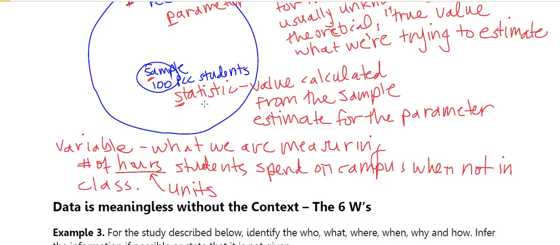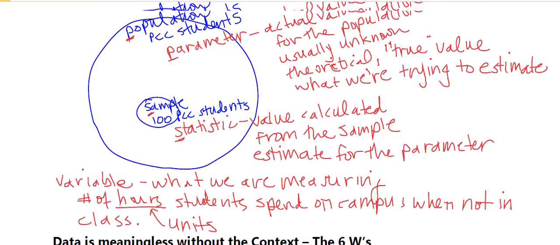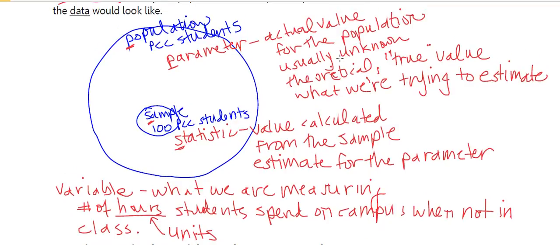The variable has two aspects to it, the statistic and the parameter. The parameter would be the actual true number of hours that students spend on campus when they're not in class, but we don't know this exact value. What we can find out is a statistic. Take a sample of 100 PCC students and ask them, how many hours do you spend? The other thing that's not in here is this per day, per week, per term. We need to be a little more specific. But if we ask them the question, then we could get all this data, and calculate our statistic from that.